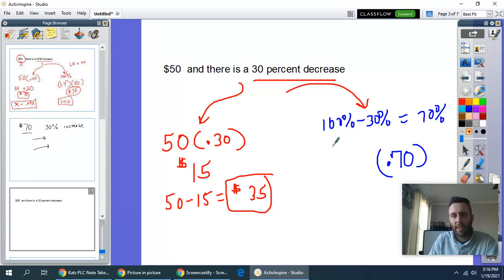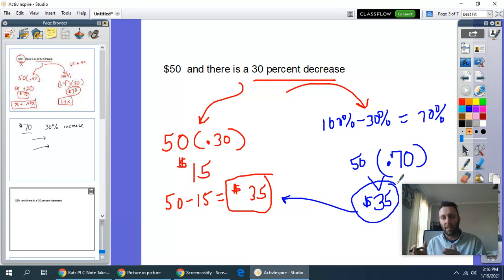So if you multiply 0.70 times the $50, you will right away get that $35 you got with the other one, except you're not going to have to then subtract it. If something is 30% off, then it still is 70% of what it was, which is why you can multiply.